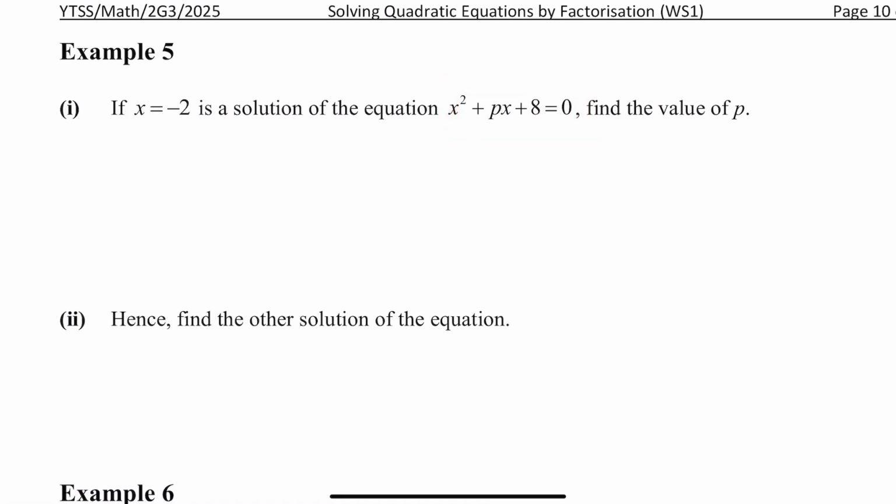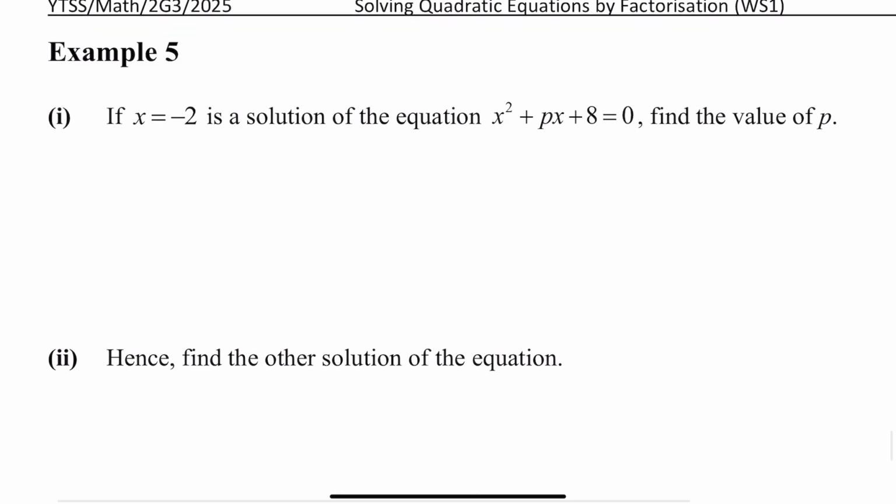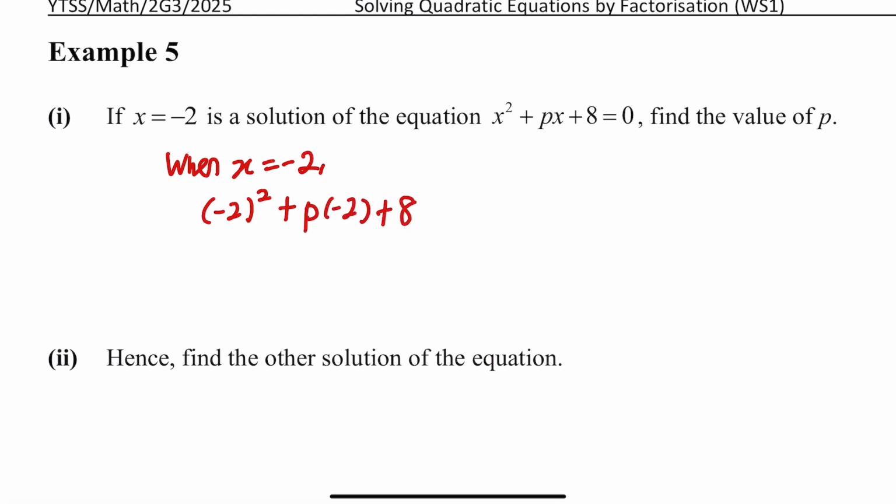So over here, all I need to do is simply, when x is equal to negative 2, I replace all the x here by negative 2. I will get negative 2 squared plus p times negative 2 plus 8 equals 0.